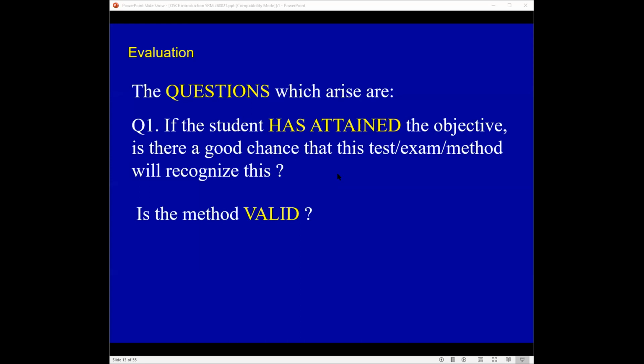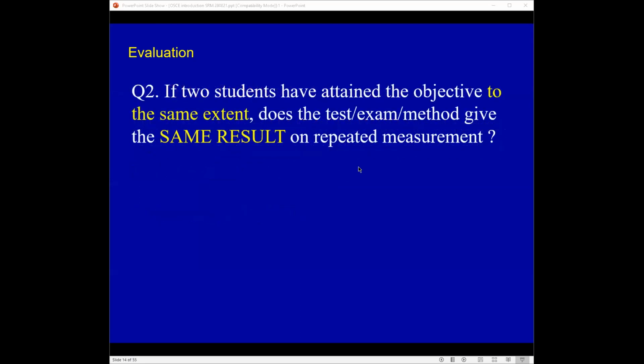For example, a long case presentation. Is it a valid method of assessing the ability to communicate, to interpret, and to analyze? Second, if two students have attained the objective to the same extent, does this test, exam, or method give the same result on repeated measurement? In other words, two students with the same level of attainment of our objective are presenting cases, and is it likely that they will get the same mark? In other words, is this method reliable?